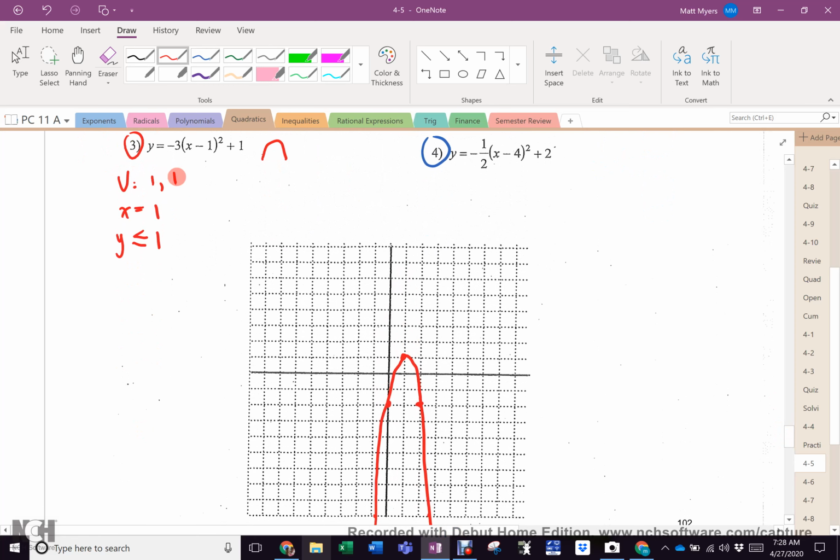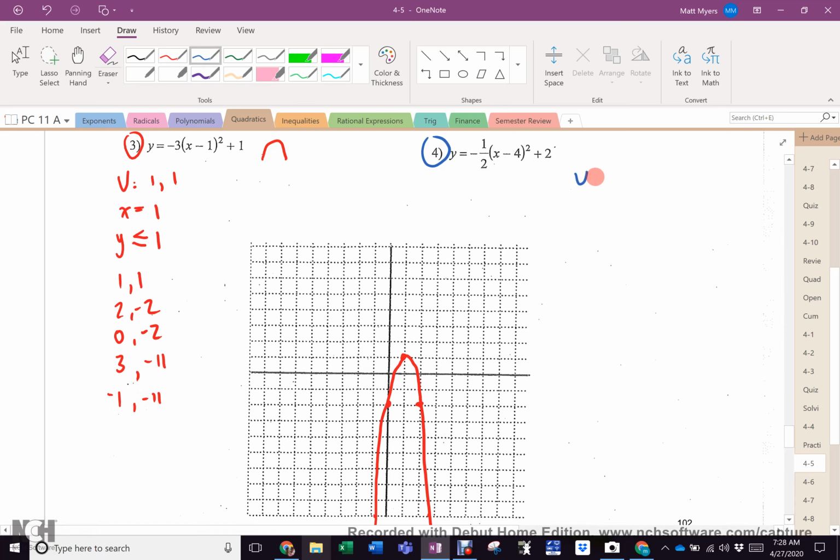So I know I'm at 1, 1, and then I know I'm at 2, -2, and 0, -2. Now I know the next one is going to be over at 3, and I'm going to have had to go down 12, so it's 3, -11, and -1, -11.